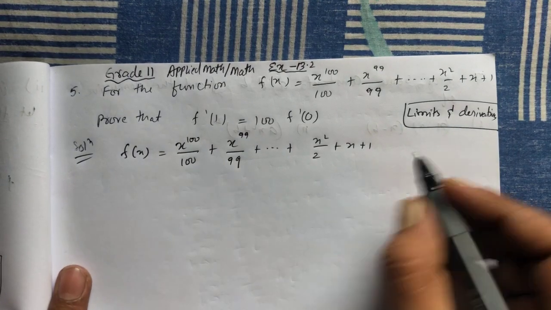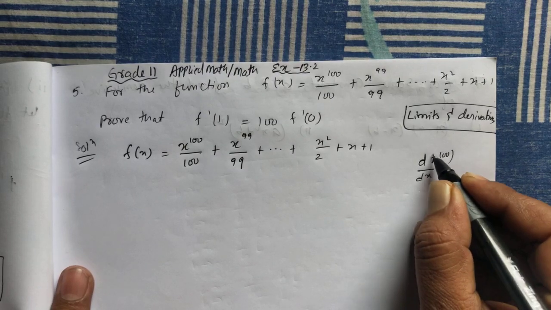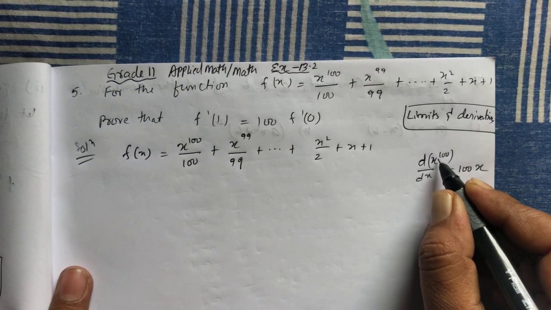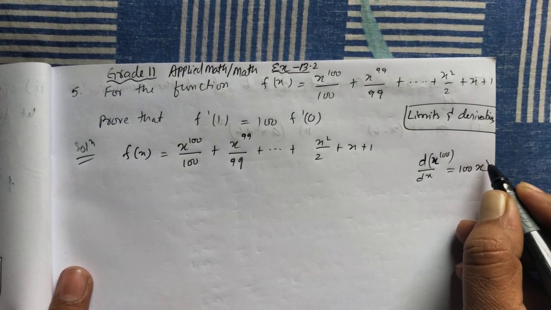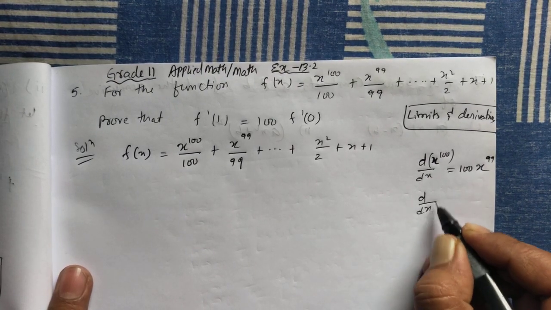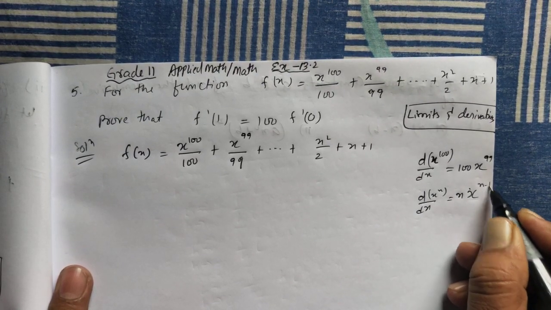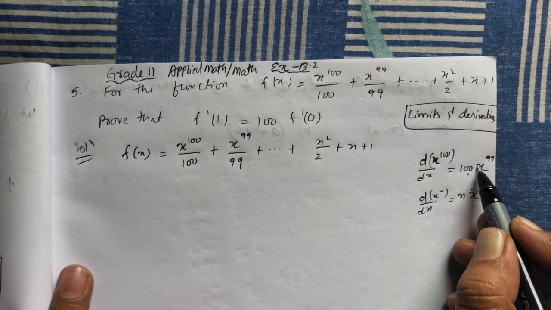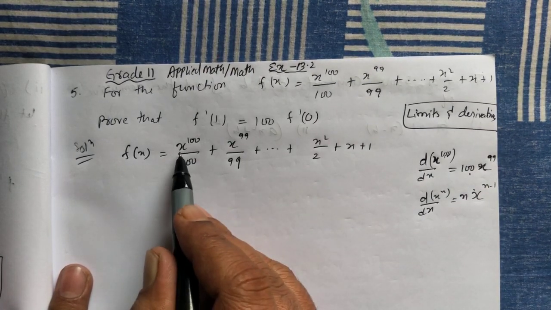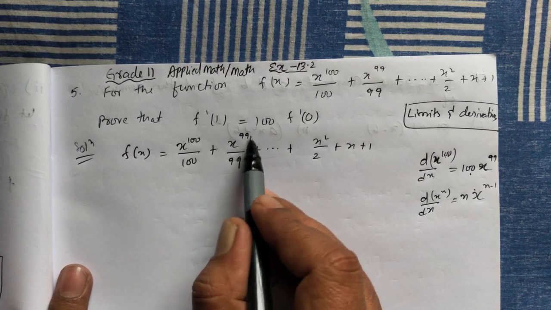Now when we derive this, as per the formula, for x to the power n the derivative is n x to the power n minus 1. Here n is 100, so the power 100 will come down and the power becomes one less, 100 minus 1 is 99. So if we derive this, we'll get 100 x to the power 99. If we derive the next term, we'll get 99 x to the power 98, one power less.